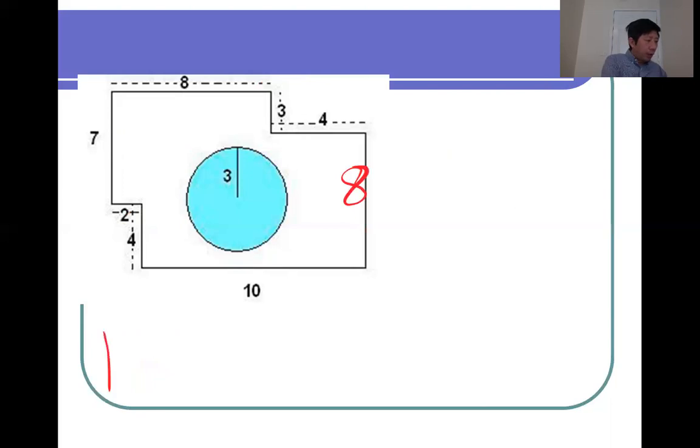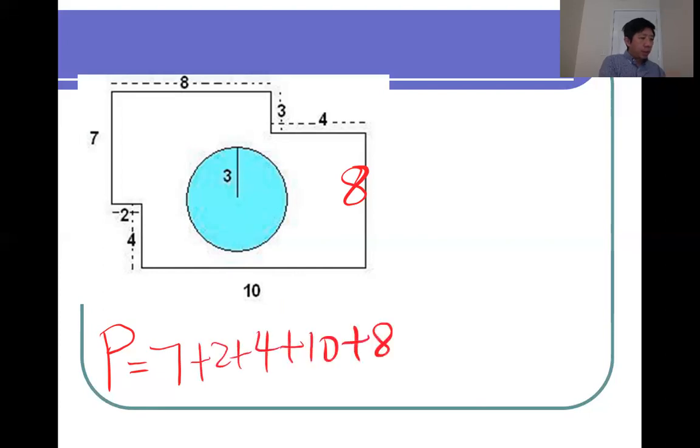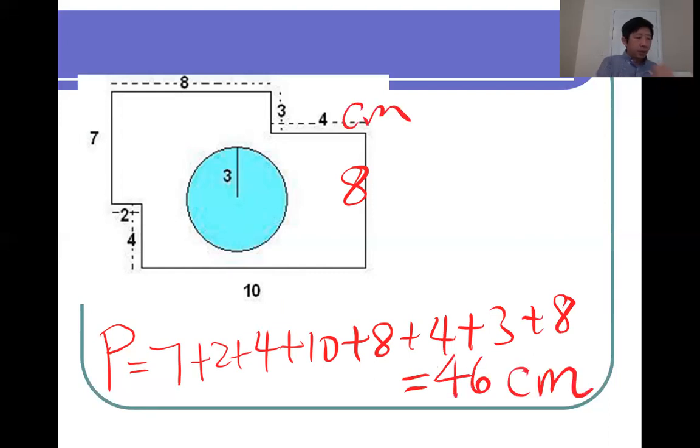So in order to find the perimeter, we take 7 plus 2 plus 4 plus 10 plus 8 plus 4 plus 3 and plus 8, right? Add together, we should be able to get the answer 46. Let's say this is in centimeters, so 46 centimeters. All right. So that is the perimeter.